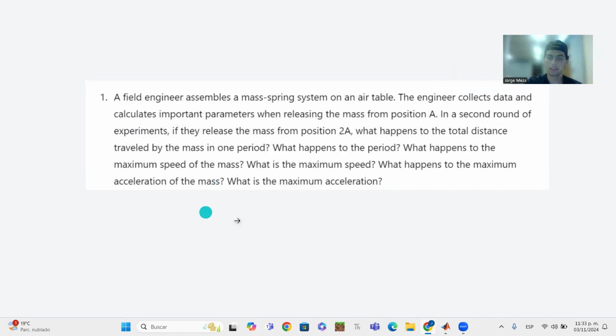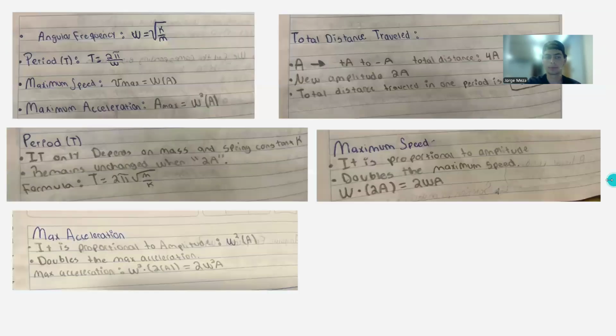So now we have the first problem, and here are the calculations. So let's start with the angular frequency, which is defined with the following formula. K is the spring constant, and m is the mass. Also, we have the following formula, which is the period. And also, it means that the period does not change even if the amplitude is modified.